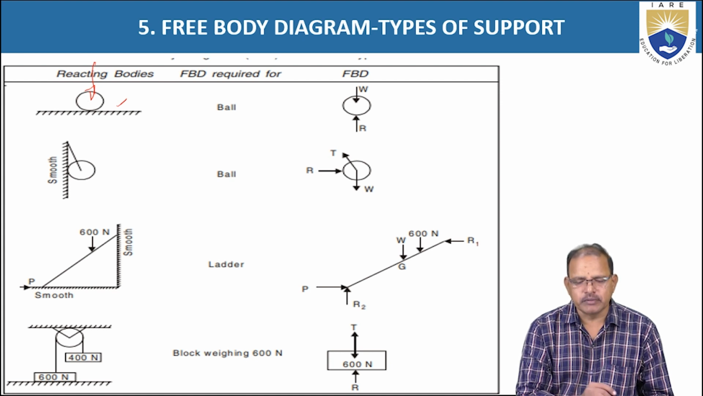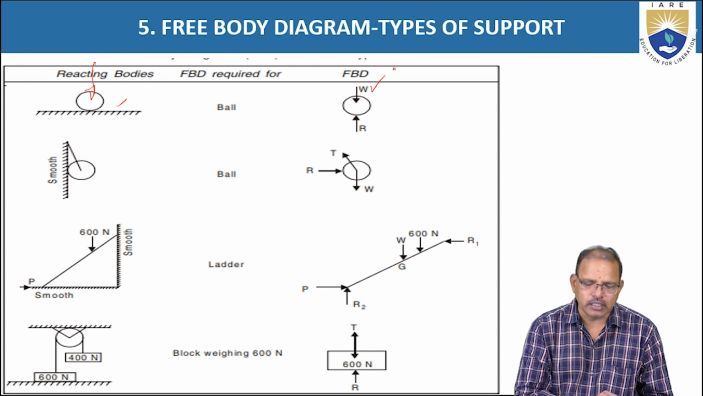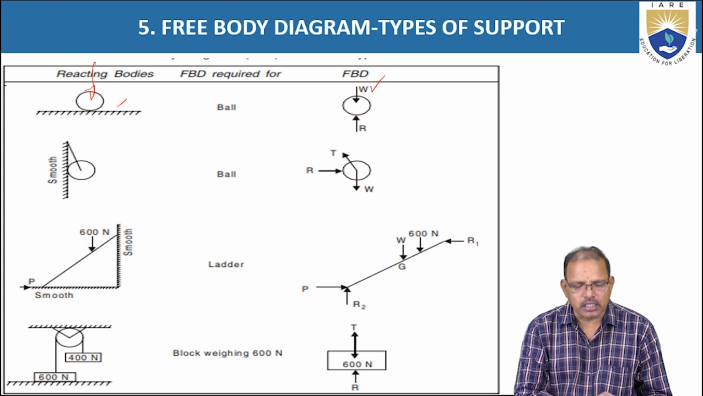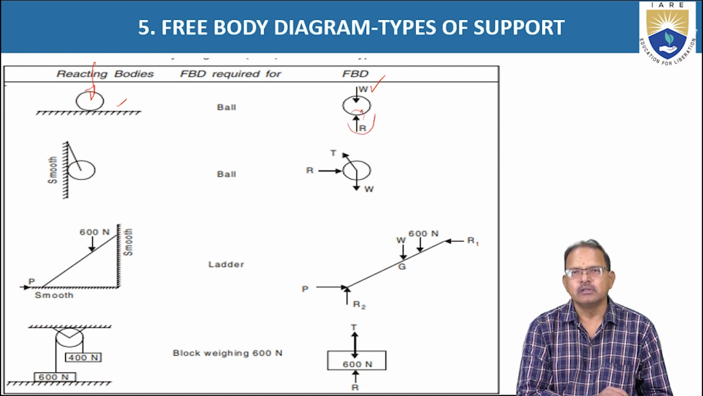The weight is acting vertically in the downward direction. Hence the free body diagram is represented as follows: the weight is acting in the downward direction, and also represented are the reactions offered by the support, that is the table surface on the body, which is preventing its motion in the downward direction. That is called the reaction.